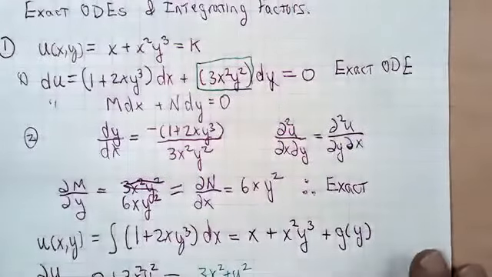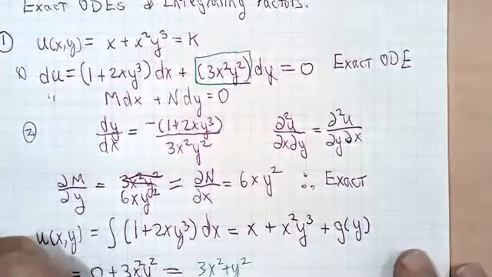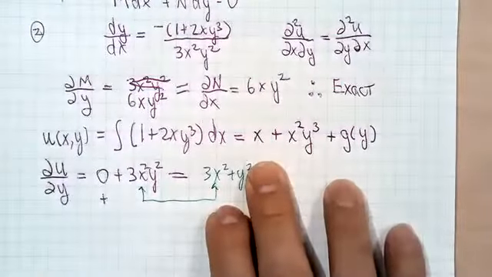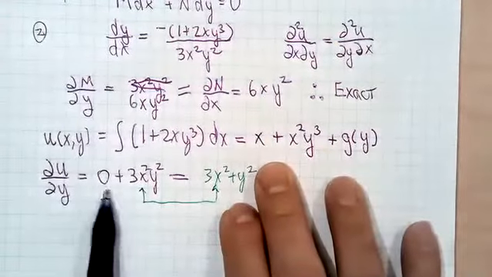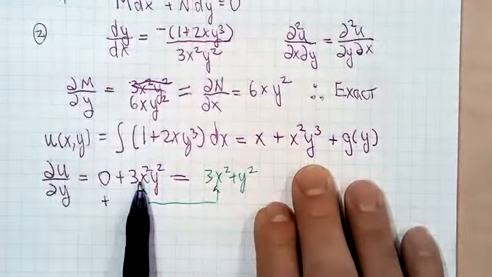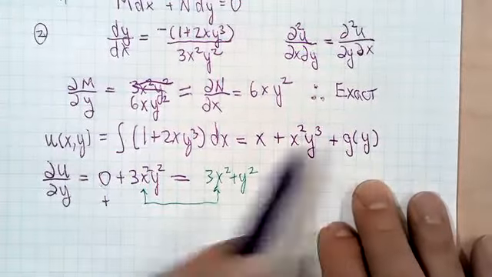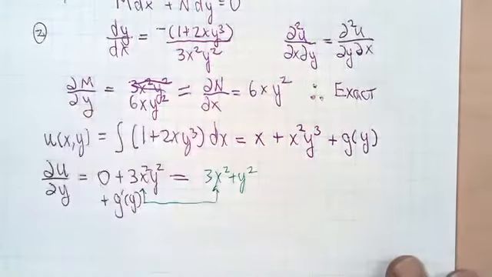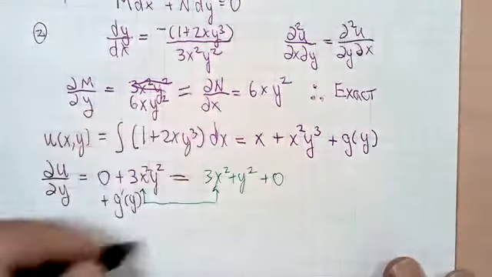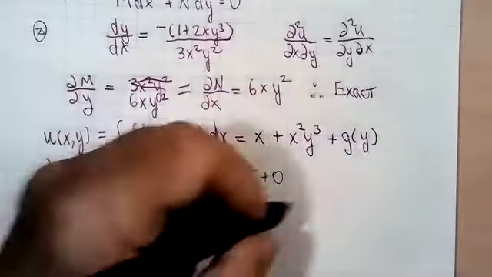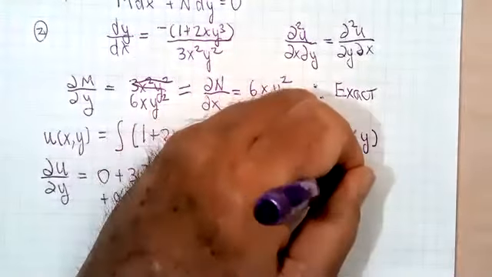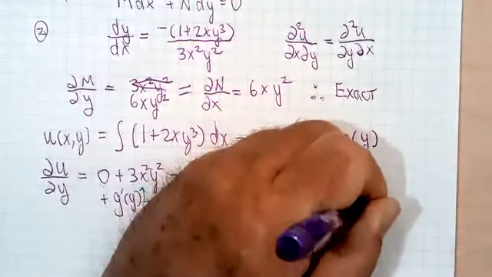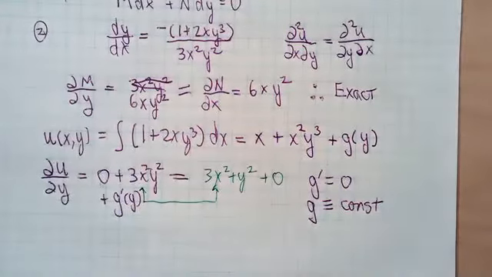Oh, and I forgot to say here, plus g of y. I was not looking at the right line. I'm supposed to be looking here. Take the derivative of this with respect to y. You do indeed get 0 plus 3x squared y squared. But then when you take the derivative of g of y, you get g prime of y. And this one does not have another term to match. So that tells us that g prime is equal to 0. So g is just a constant function. I won't even bother to name it because it's not important.